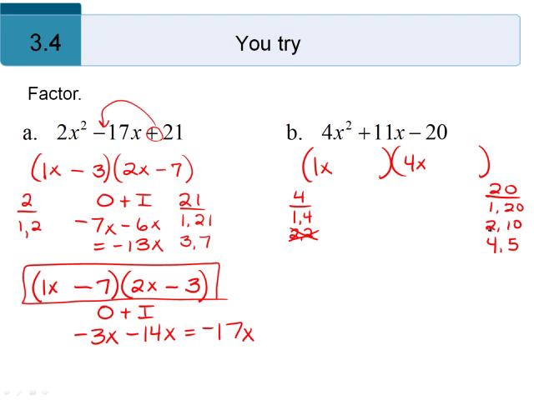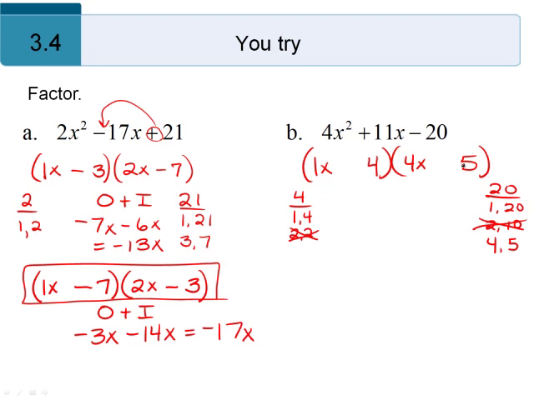2 and 10, you can't put the 2 with the 4 because that would have a common factor, and you also can't put the 10 with the 4 because they have a common factor of 2. So 2 and 10, they're out. Okay, that's just not going to work. But 4 and 5 could possibly work, especially if you make sure that the 4 is in the first parentheses. You could not put the 4 in the second parentheses with the other 4, but you can put it in the first and put the 5 in the second.